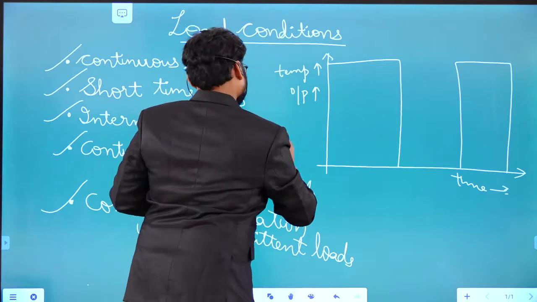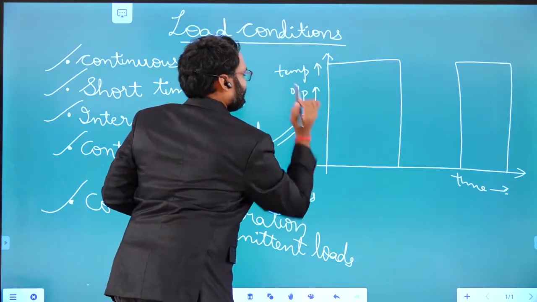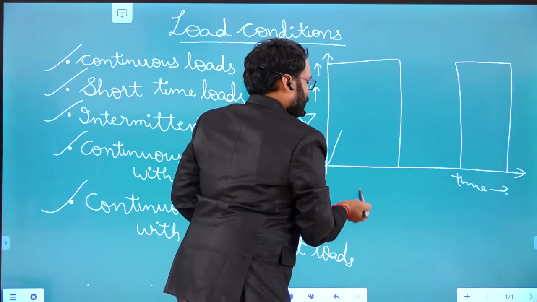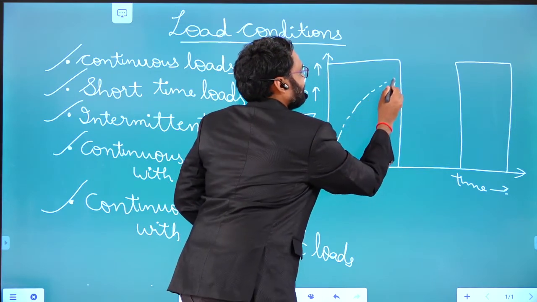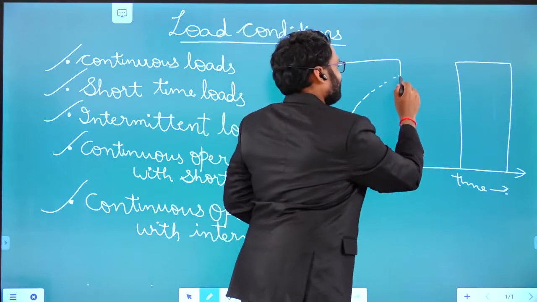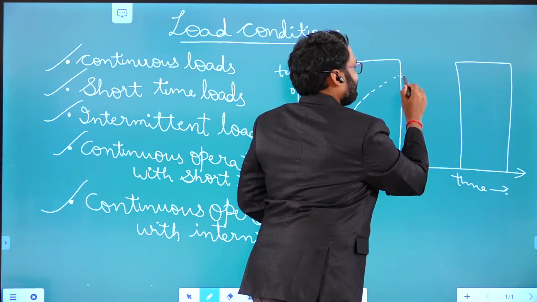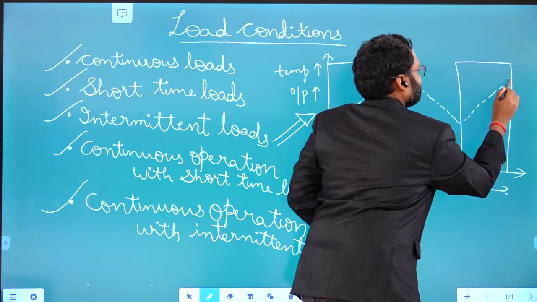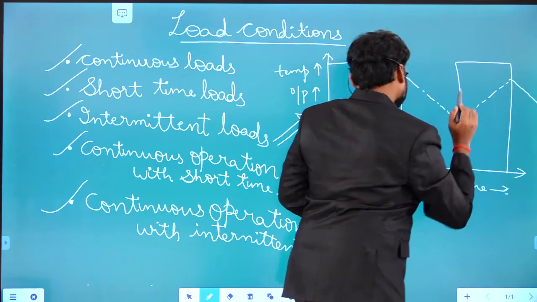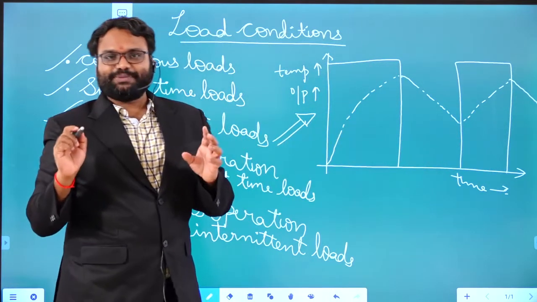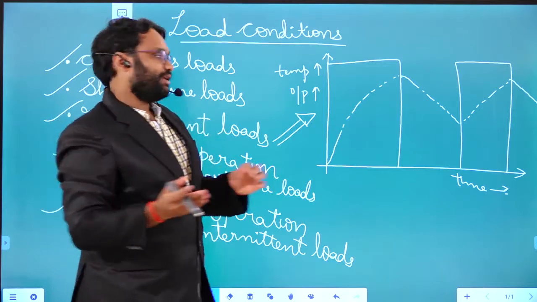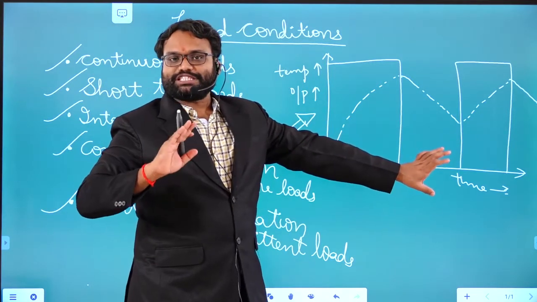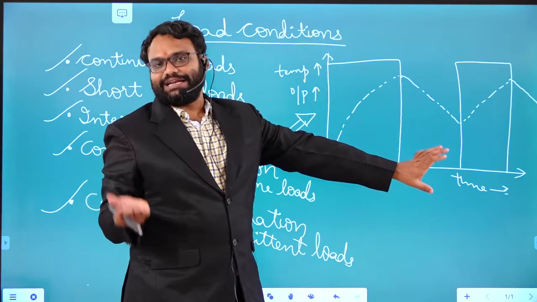So here, in intermittent loads, in the loading condition the temperature will start increasing, and in the off load condition the temperature will decrease, and again it will increase, and again it will decrease. That means the basic difference between short term loads and intermittent loads is that we are not providing sufficient time for the motor to dissipate the total amount of heat that has built up.